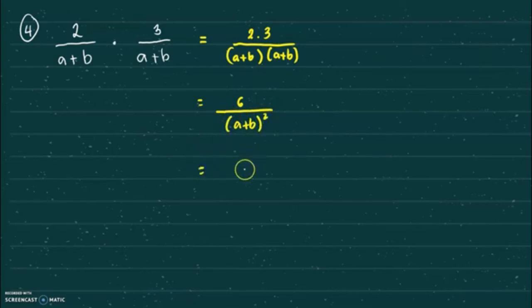Now, expand your binomial. So, you have here 6 over a squared plus 2ab plus b squared, okay? And once you are done, that's already the product of 2 over a plus b and 3 over a plus b. Box your final answer.